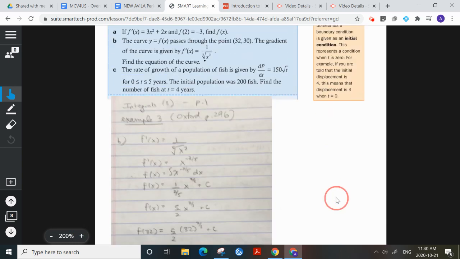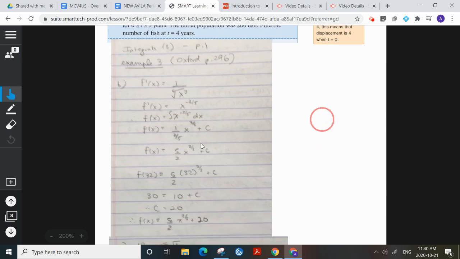Okay, so part B, we know that a curve passes through this point. Again, that's like knowing that f at 32 equals 30. And the gradient of the curve is given by f prime of x. So that is the derivative. So if that's the derivative, I can rewrite that as x to the -3/5. I can take the integral of that function.